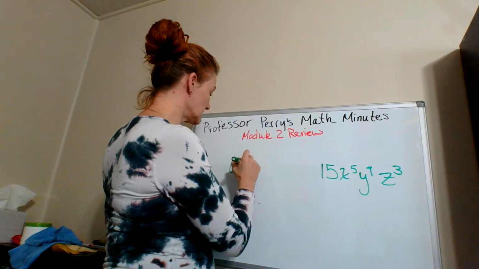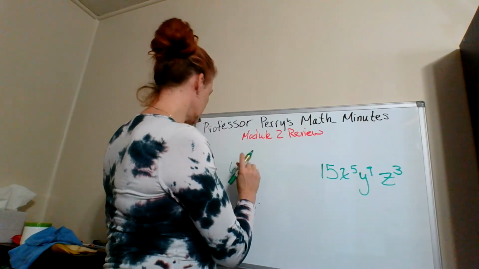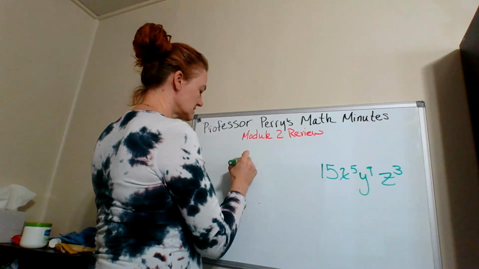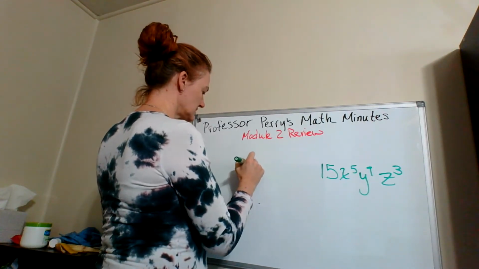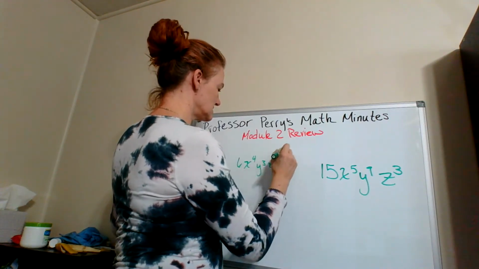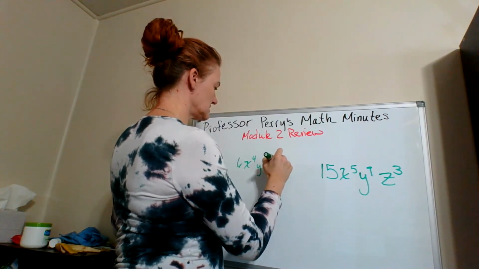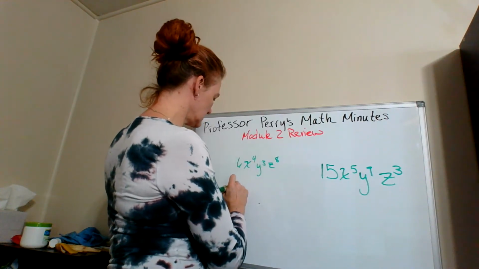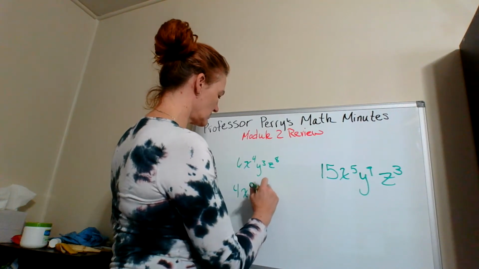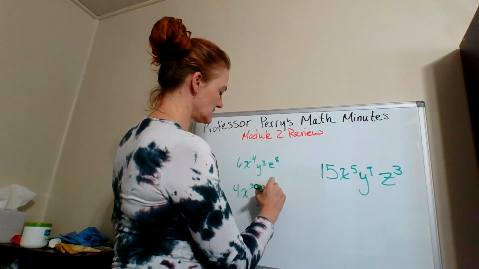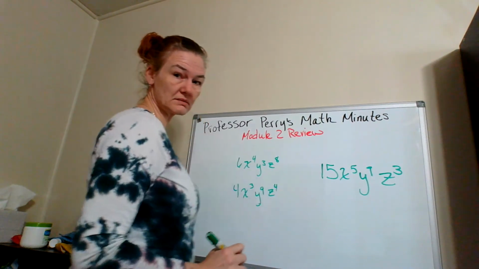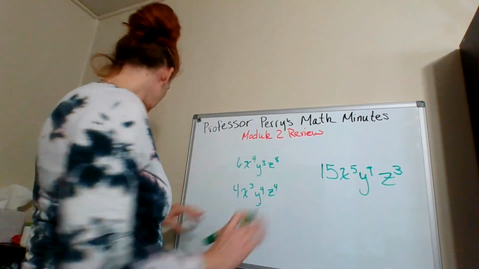6x to the 4th, y to the 3rd, z to the 8th, and then 4x to the 3rd, y to the 9th, z to the 4th. Okay. So I'm going to try these two. Let's get rid of that over there.